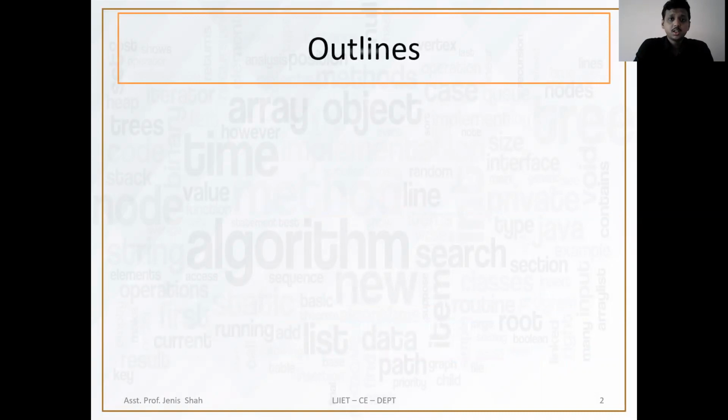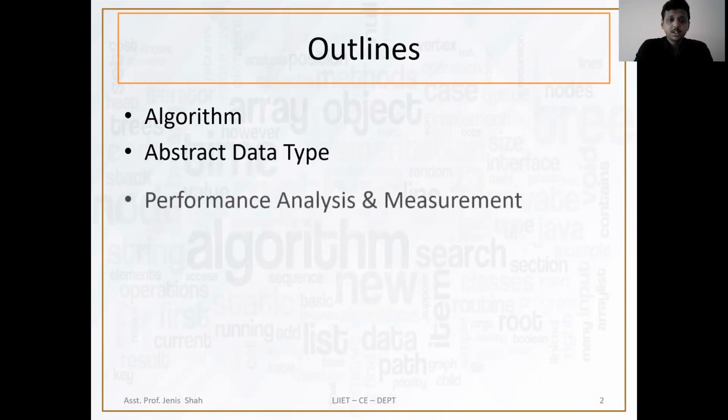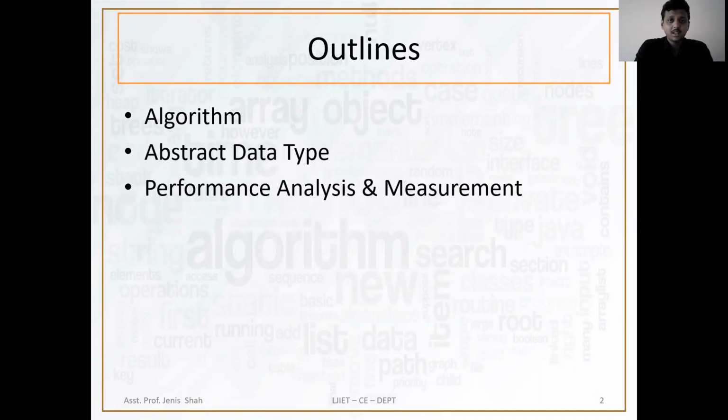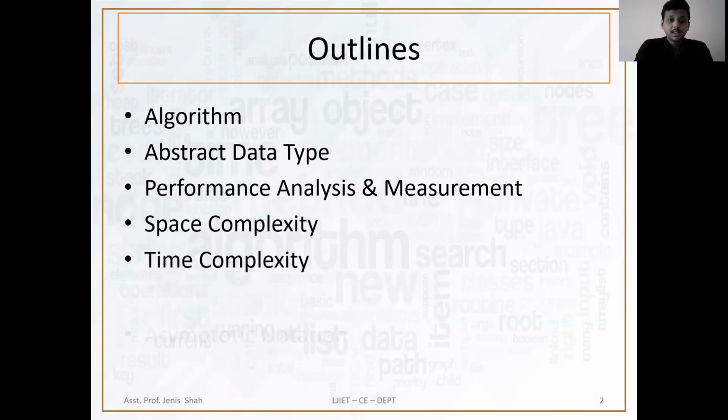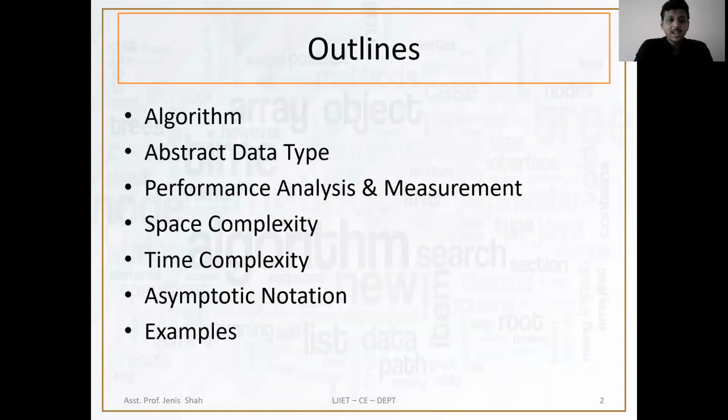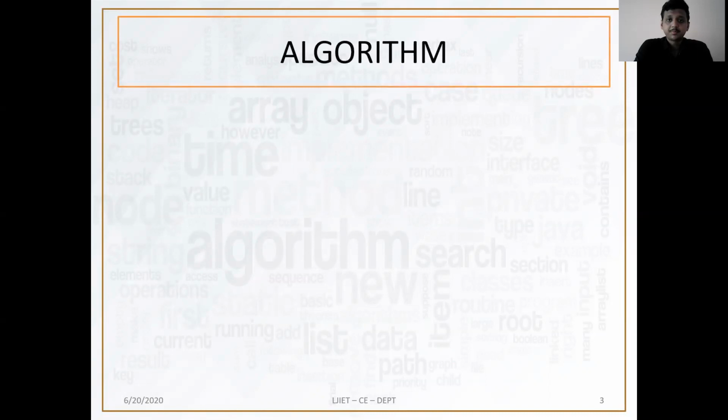Today, the outline of the lecture is: algorithm, abstract data type, performance analysis and measurement, space complexity, time complexity, asymptotic notations, and examples. Now, let's begin with the definition of algorithm.